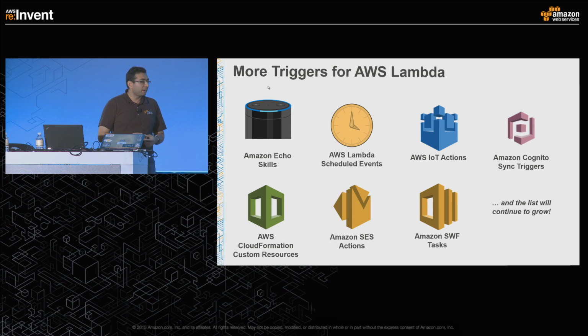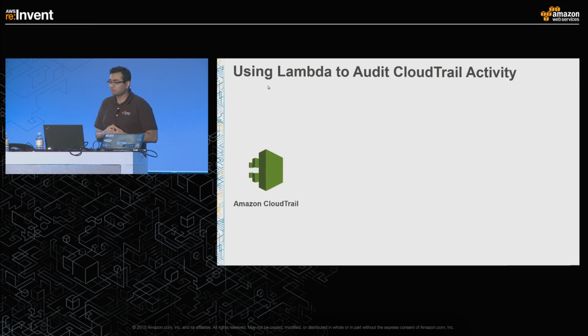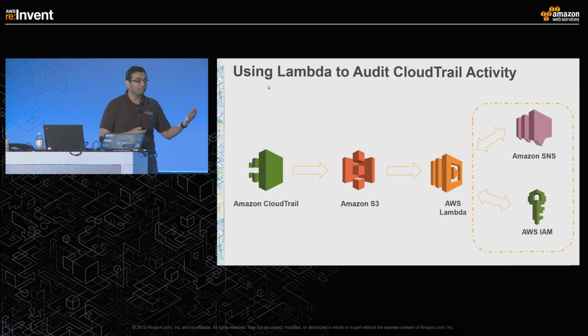So these are the architecture patterns, but let's talk of a few tips and tricks of what different things you could do other than the very standard data processing architecture flows. So let's think of the first one as auditing CloudTrail activity. CloudTrail provides a log of all of the APIs that have been called in your account. Now, while CloudTrail doesn't directly feed into a Lambda function, CloudTrail does output the data to an S3 bucket. And you know that once you have the data in an S3 bucket, you can invoke a Lambda function, and then you could audit that activity.